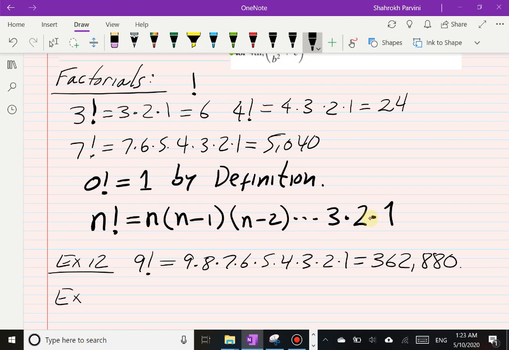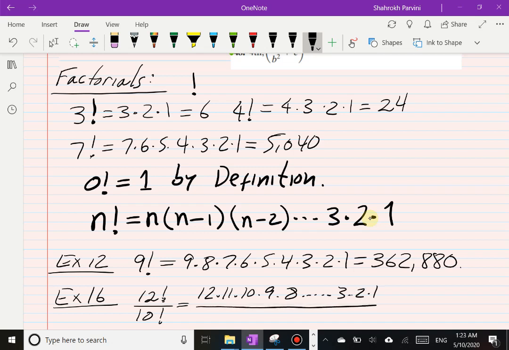Let's take a look at exercise number 16. In number 16, this time I want to do 12 factorial divided by 10 factorial. So what does this mean? Again, this means 12, 11, 10, 9, 8, dot, dot, dot, all the way down to 1, divided by 10 factorial, which is 10, 9, 8, dot, dot, dot, all the way down to 1.